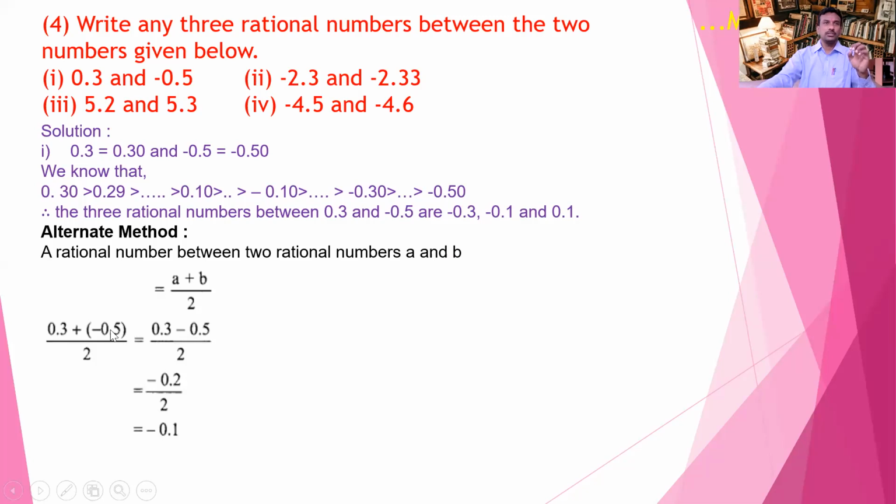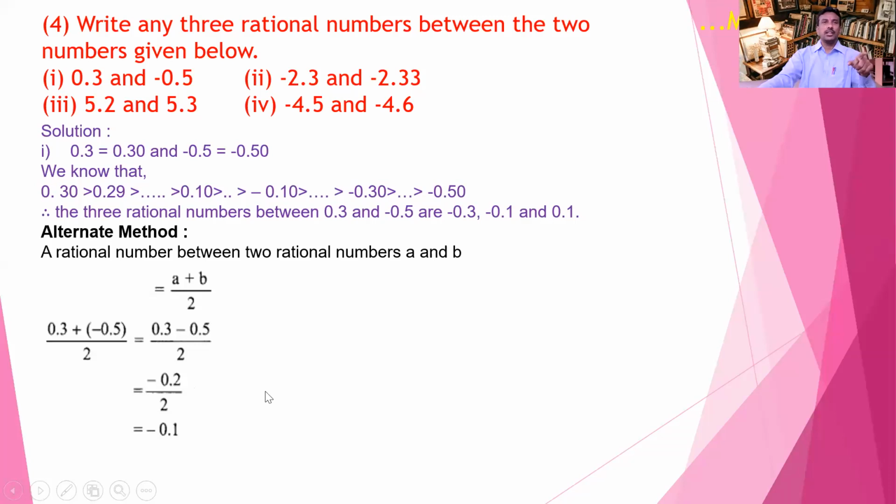Sum of these 2 is, plus minus becomes minus, means 0.3 minus 0.5 upon 2. 0.3 minus 0.5 will become minus 0.2 upon 2, and that is equal to, 2 1s are 2. Therefore minus 0.1 is the first number in between these two numbers. This is the first rational number.